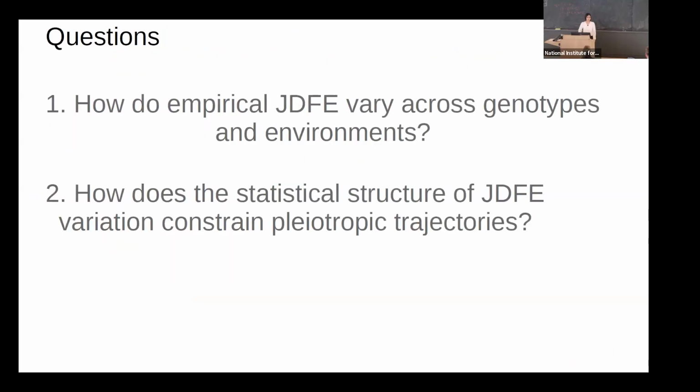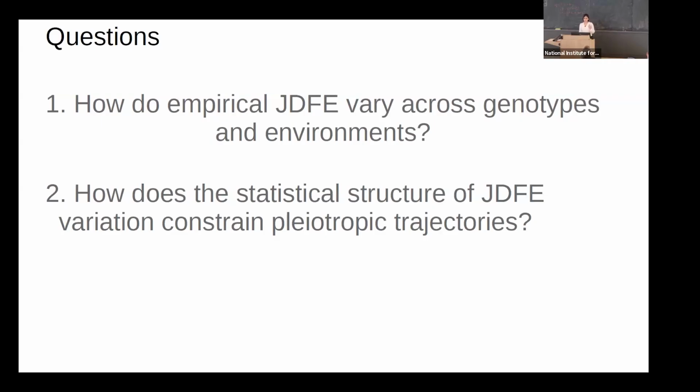This narrows down the questions that I'll be addressing during this talk. The first question is, how does the empirical joint distribution of fitness effects vary across environments and genotypes, and how does the statistical structure of the joint distribution of fitness effects constrain pleiotropic trajectories?